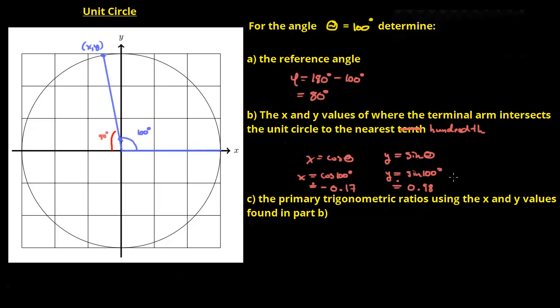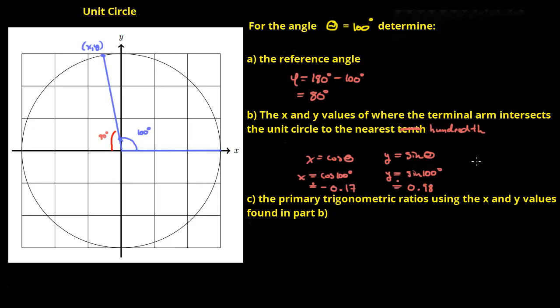Now, let's think about why this makes sense. Well, the x value in the second quadrant is negative. The y value is positive in the second quadrant. So we should have that the cosine of 100 degrees should be negative. The sine of 100 degrees should be positive.